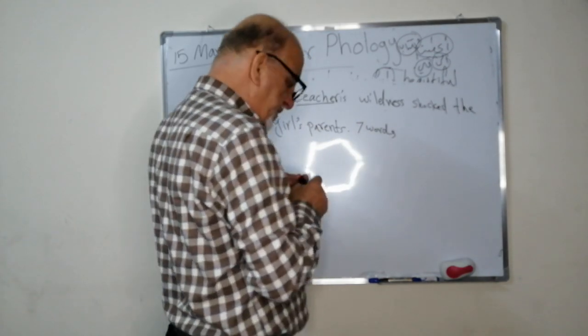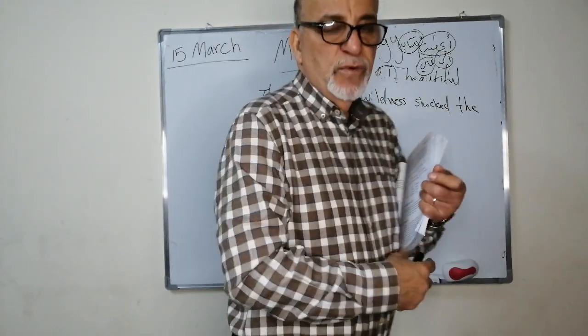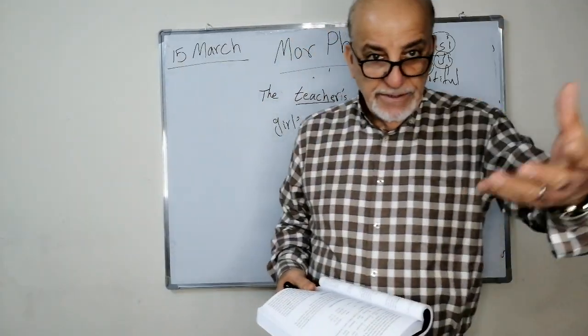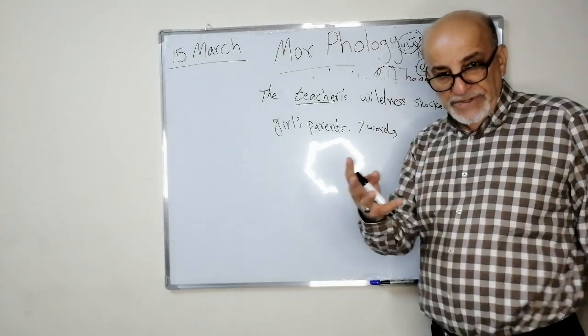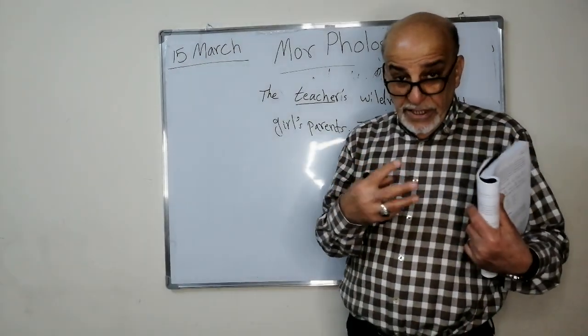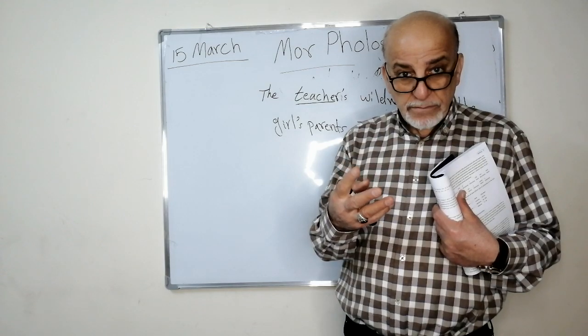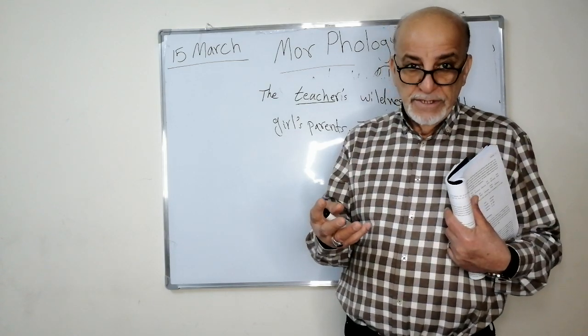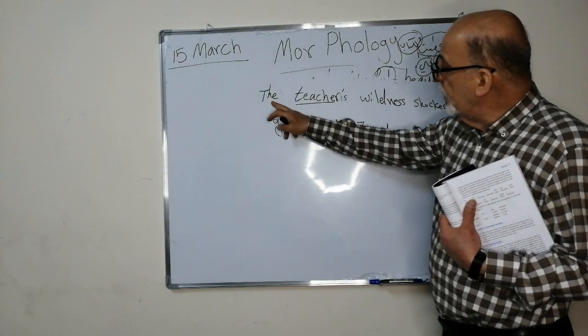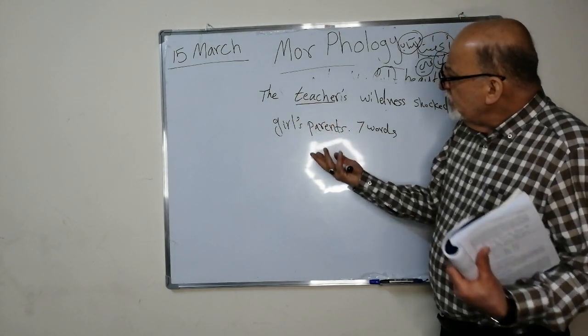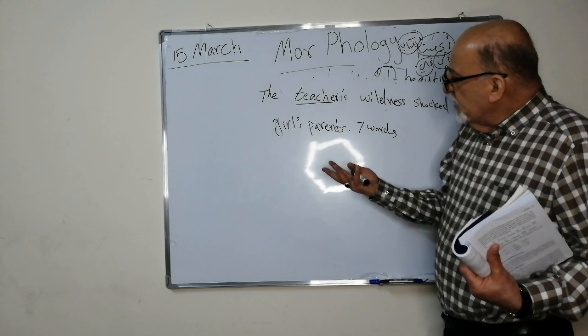Now, can these words be divided? A word like teacher here is basic; it means I cannot divide it any further. This is the point. Okay, now we have 7 words. Now, how do I recognize a word?